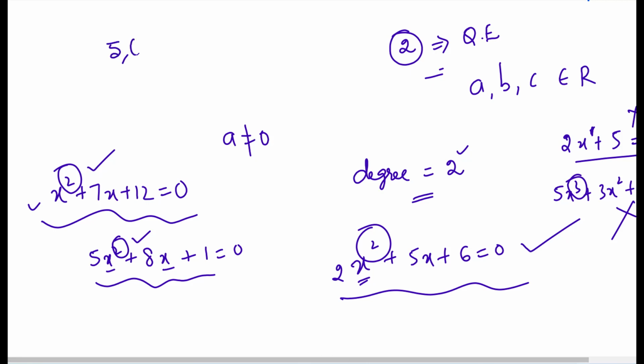5 and 6 are two consecutive positive integers, right? 5 and 5 plus 1 is 6. That means the next number: if I consider 6, the next number will be 7. If I consider x, the next number will be x plus 1. If I consider y, the next number will be y plus 1, right? The two consecutive positive integers will be x and x plus 1.